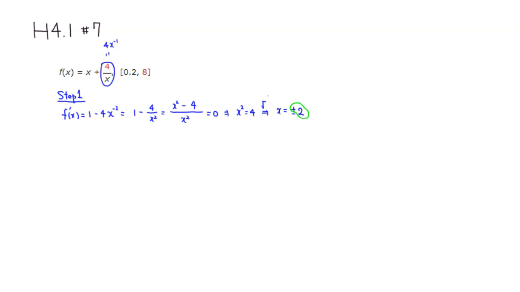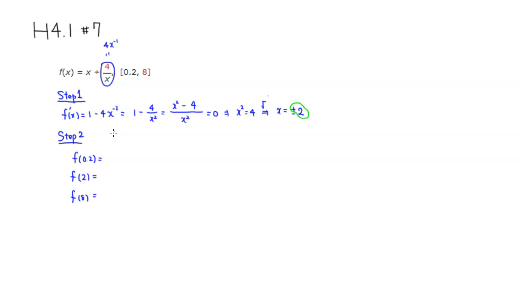So in step 2, all you have to do is evaluate this original function at the 2 endpoints and the critical number. So we're going to compute f of the left endpoint, which is 0.2, and then the critical number, in this case, is 2. And then the right endpoint is 8, so f of 8.